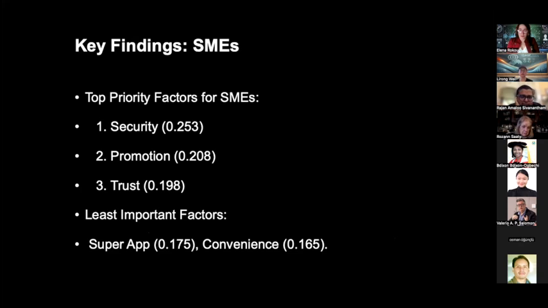The analysis of SMEs identifies slightly different priorities. Security emerged as the most important factor with a priority value of 0.253. This highlights the critical role of safe and reliable transactions for businesses. Promotion follows closely at 0.208, reflecting the importance of incentives to attract and retain customers. Trust ranked third at 0.198, indicating that SMEs value credible and dependable e-wallet partners. Notably, super app and convenience were ranked lower, suggesting that SMEs are less concerned with app versatility and ease of use, focusing instead on features that directly impact business operations and credibility.